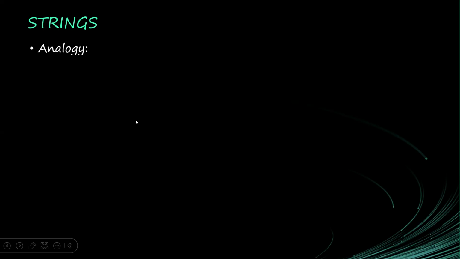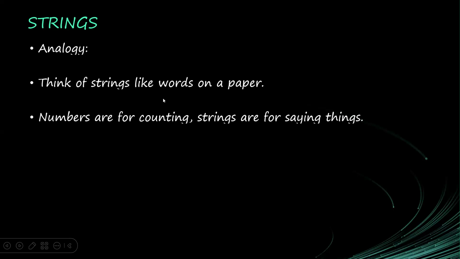Okay. So, analogy: think of strings like words on a paper, a description of anything. Do you understand? Somebody's name, a description of a product, anything that is text, anything that has the form of text should be in a string. Numbers are for counting, strings are for saying things. Somebody's name, description of something, things like that.